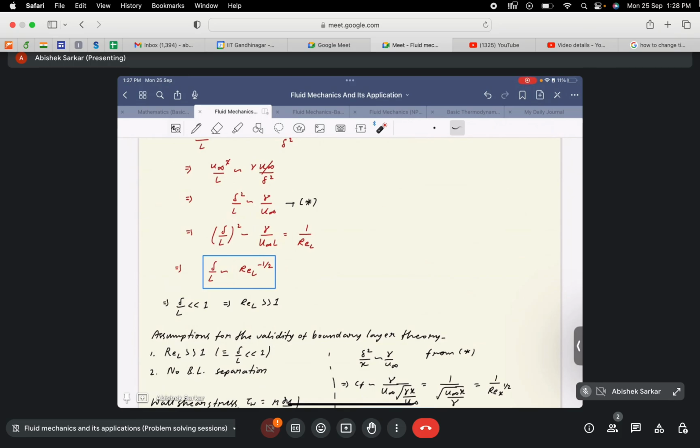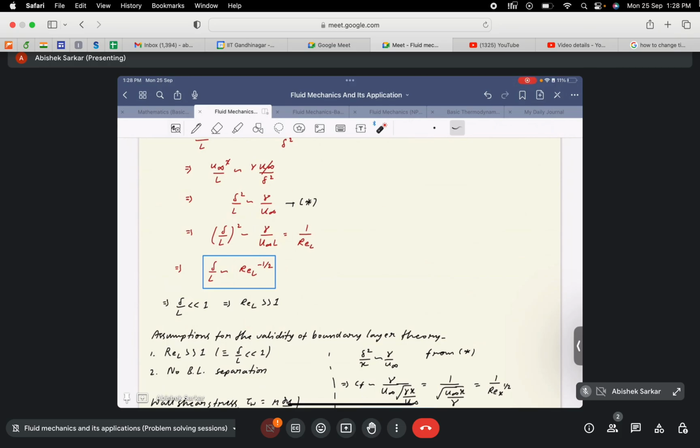Boundary layer analysis is well established or well understood in scenarios where the Reynolds number is quite large. These are experimentally proven or experimentally analyzed. So the Reynolds number is always considered to be large while doing boundary layer analysis.